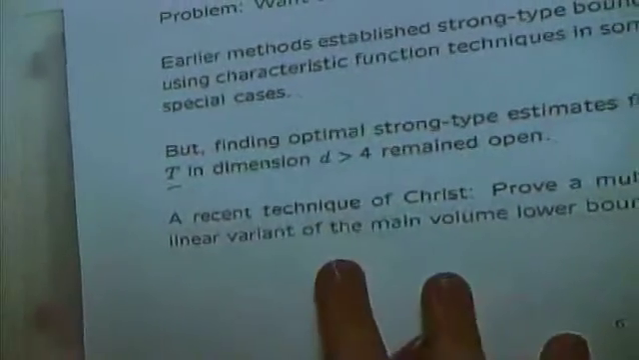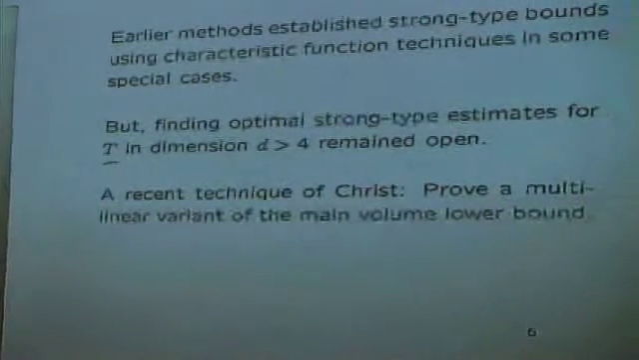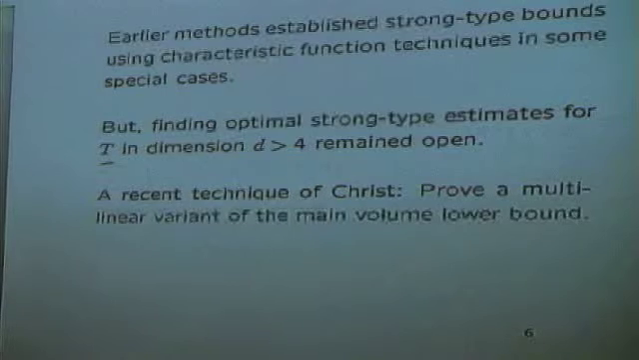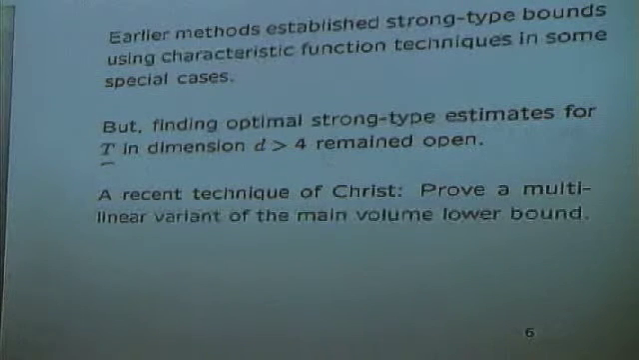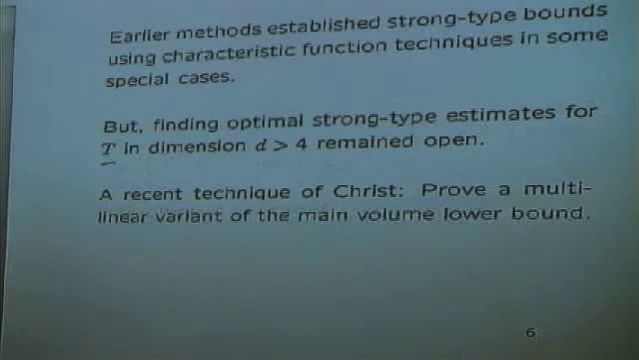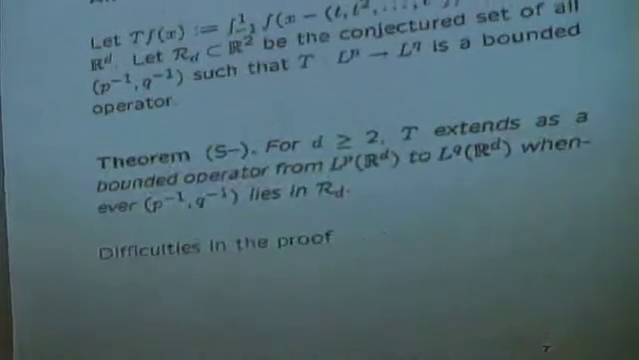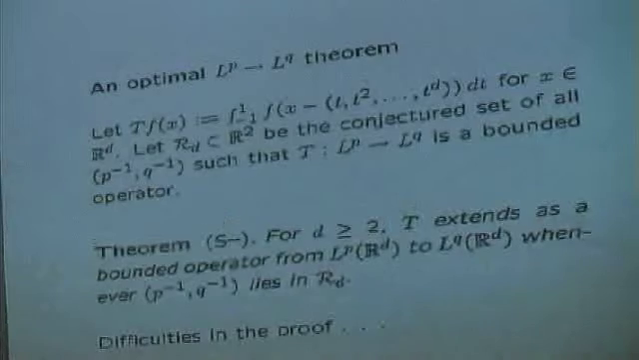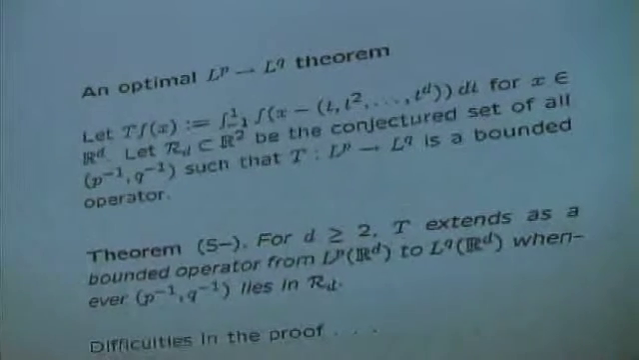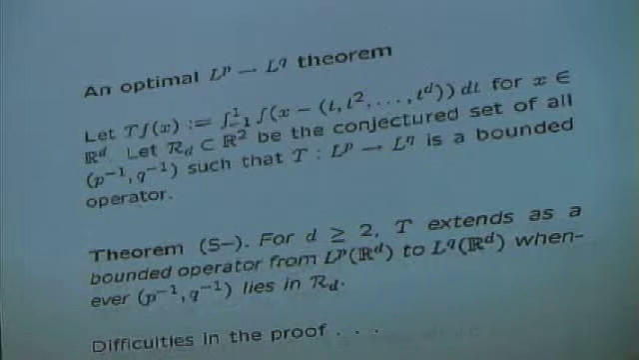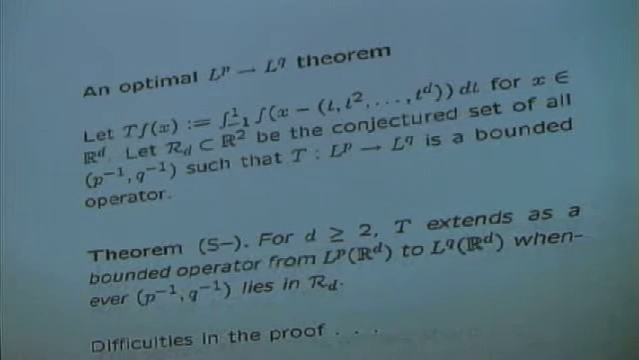And also, Chris used this to give an essentially combinatorial proof of a strong type endpoint bound for convolution with affine surface measure on the paraboloid in d dimensions. And so I was able to use these techniques in order to prove an optimal L^p to L^q theorem for the operator T.